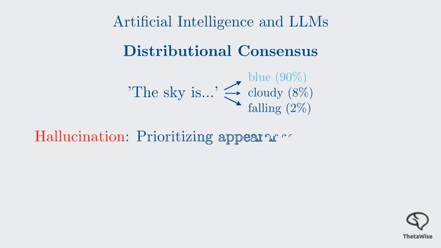If a large language model says the sky is blue, it's not because it looked outside. It's because in its training data, blue is the most statistically probable completion. This makes large language models incredibly powerful for social or linguistic tasks, but dangerous for deductive ones. They can hallucinate because they prioritize looking like a correct answer over actually being one.